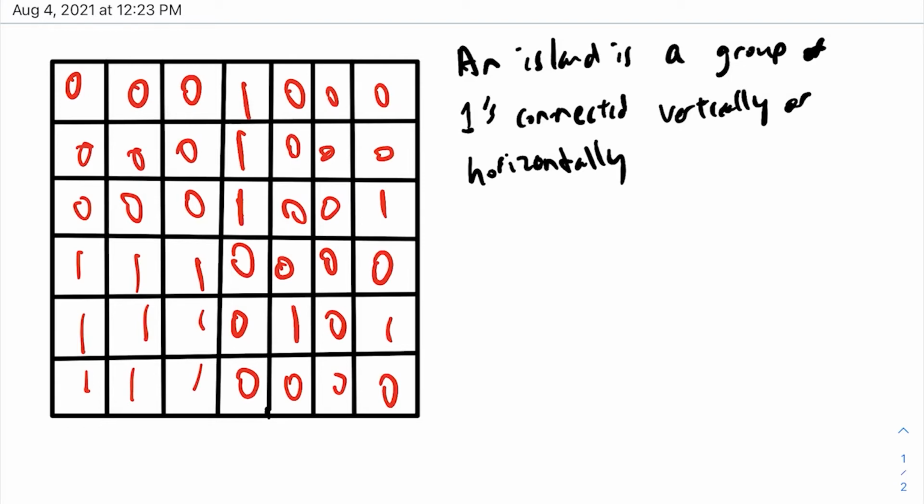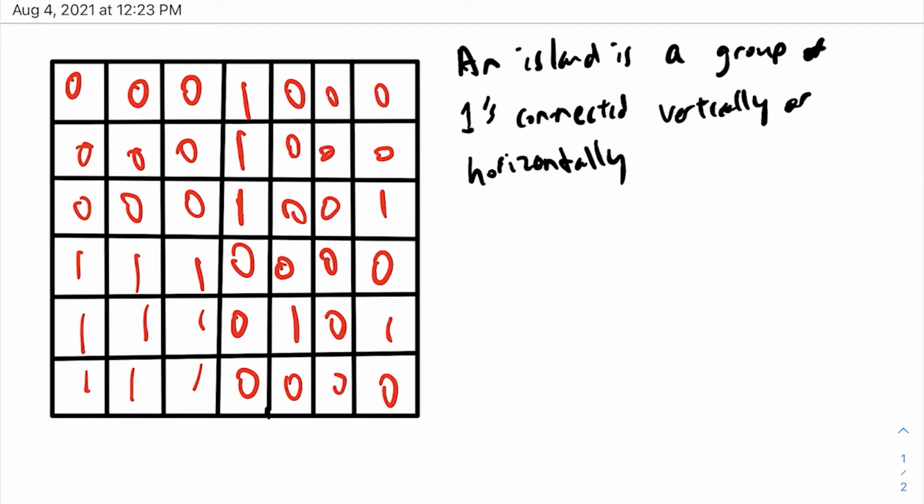Hello, so today we are going to do LeetCode number 200, which is Number of Islands. This is asking us to count the number of islands in a matrix. An island is a group of ones that are connected vertically or horizontally.